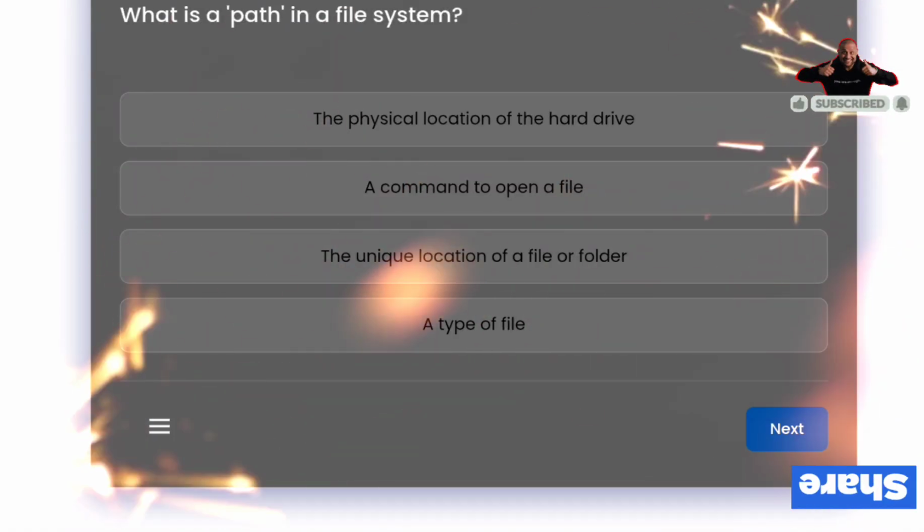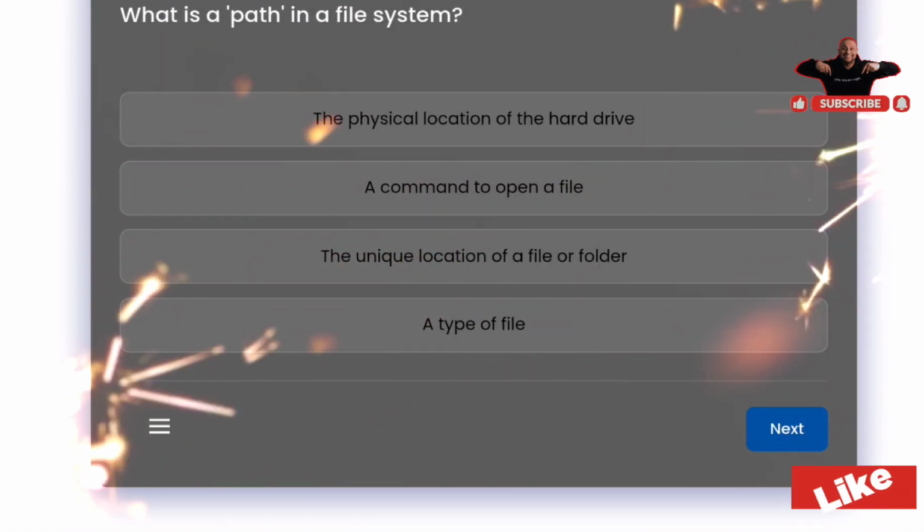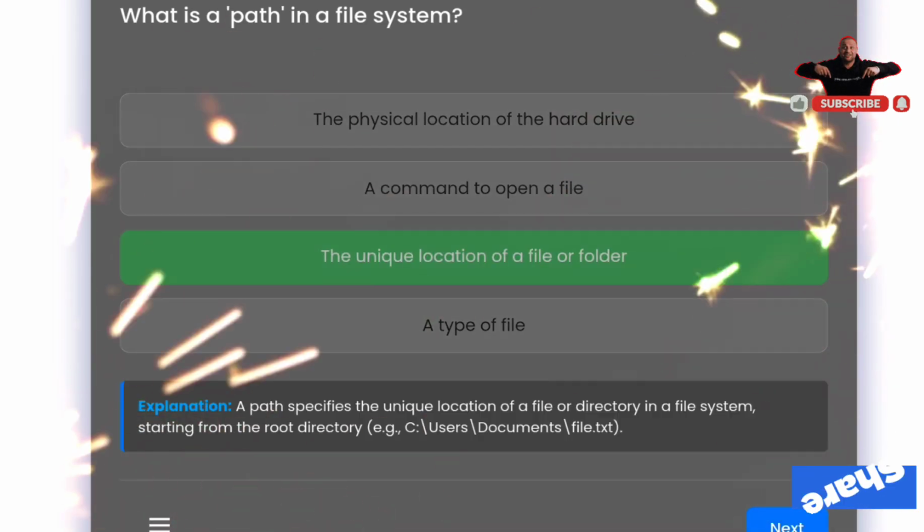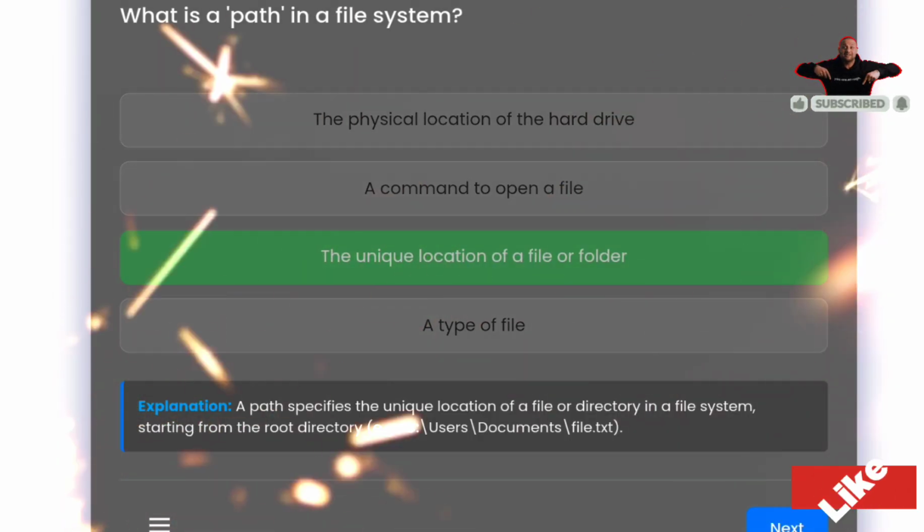Next question. What is a path in a file system? The third one: the unique location of a file or folder.